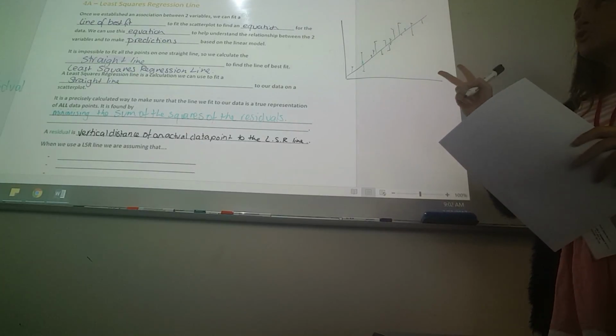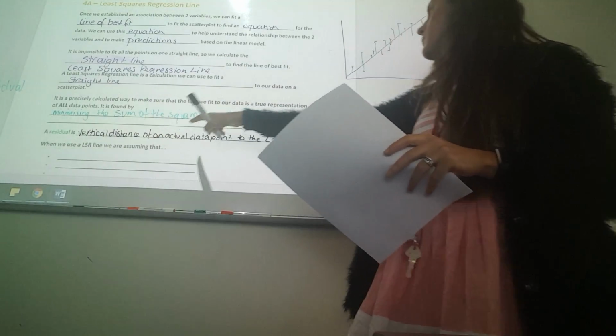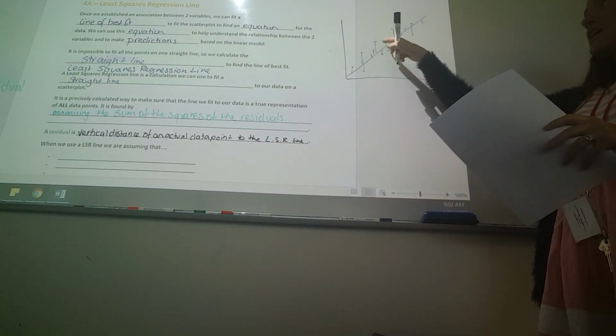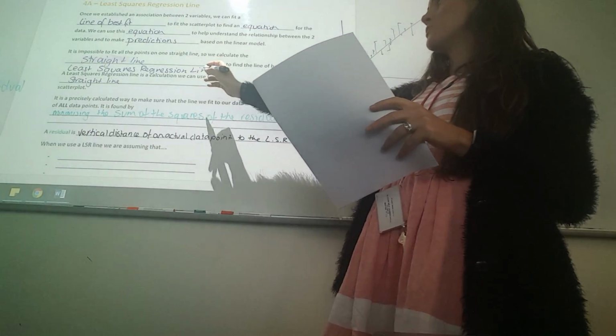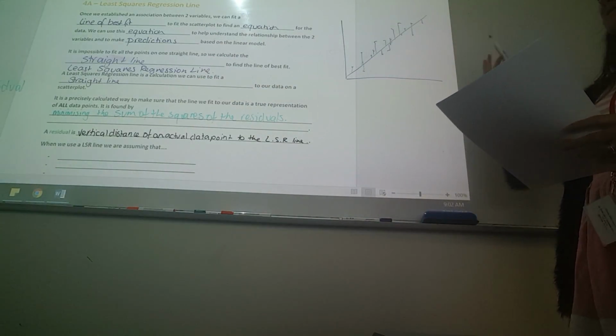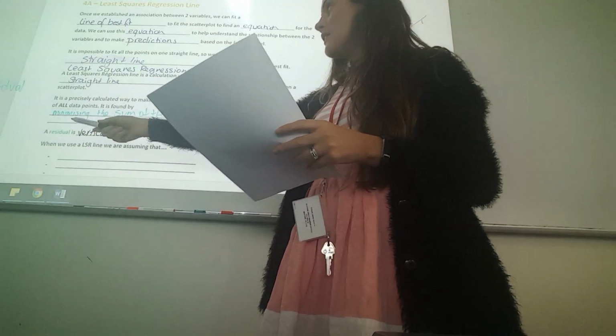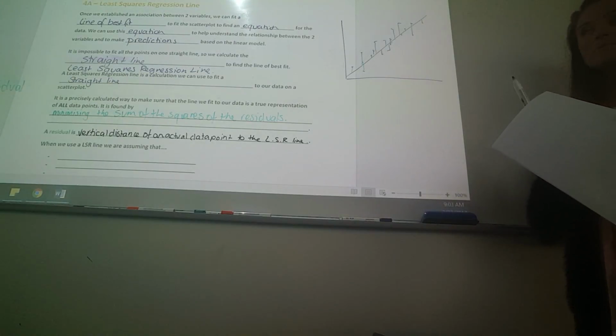So in a nutshell, we've got two new definitions. We've got a residual, which is the vertical distance from a data point to the regression line. And the other definition is the least squares regression line, which is the line of best fit, calculated by minimising the sum of the squares of the residuals. That's pretty much what we've talked about so far.